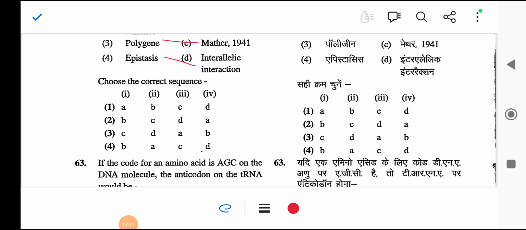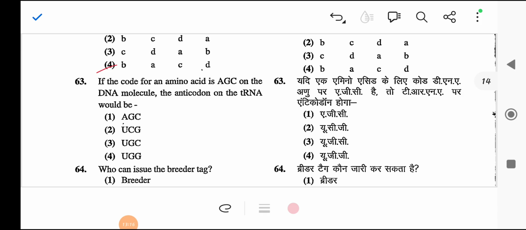So which one is correct? Answer D is correct. Next is, if the code for an amino acid is AGC on the DNA molecule, the anticodon on the tRNA would be? What will be the anticodon on tRNA? If the code of an amino acid is AGC on the DNA molecule, the mRNA would be changed. But the anticodon on the tRNA will be complementary to the mRNA, it will not be complementary to the DNA. So it will be AGC only, as on DNA.